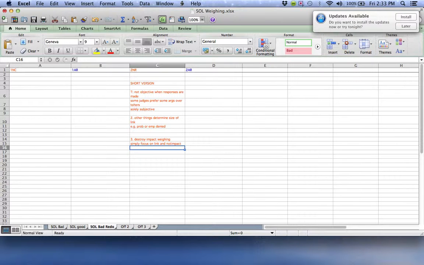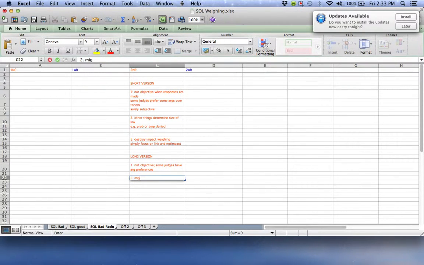Ready? Yep. Okay. On number one, turn: the ace points are non-objective when responses are made. Some judges prefer certain responses over others. For example, some judges like probability arguments, other judges like empirical denial arguments. The point is that it might not even be 100% of the arguments conceded, because the judge might not think that argument is true and purposely vote against it.